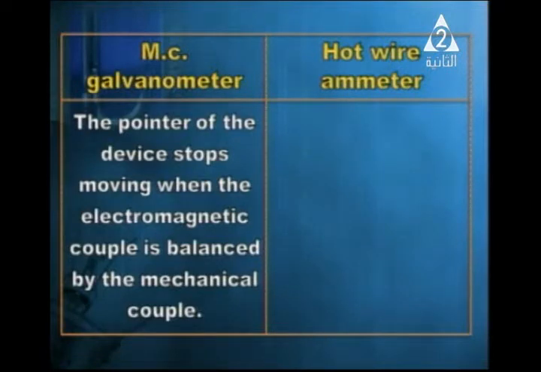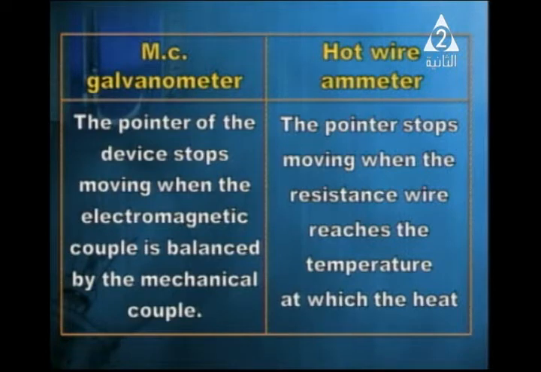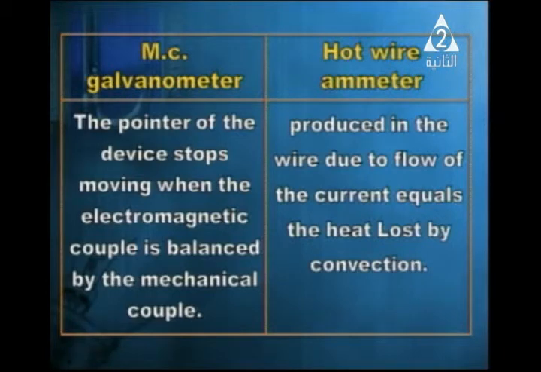When using the moving coil galvanometer to measure a current, the pointer of the moving coil stops moving when the electromagnetic couple is balanced by the mechanical couple produced by hair springs. And the pointer of the hot wire emitter stops when the resistance wire reaches a temperature at which the heat produced in the wire due to the flow of the current equals the heat lost by convection.